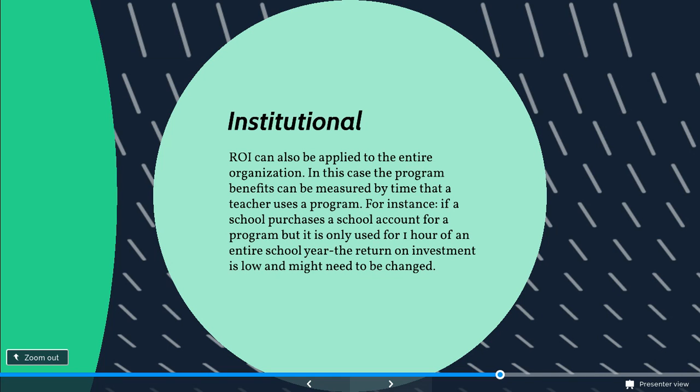For instance, if a school decides to purchase a program, maybe the Google Suite for Education, maybe you purchase a school subscription to Quizlet, but you look at it and the school maybe only spends 1 hour of the entire school year using that program, the return of investment is low. You might need to be making a change, because you might be spending money that is not necessary, and it might not be benefiting a large investment.